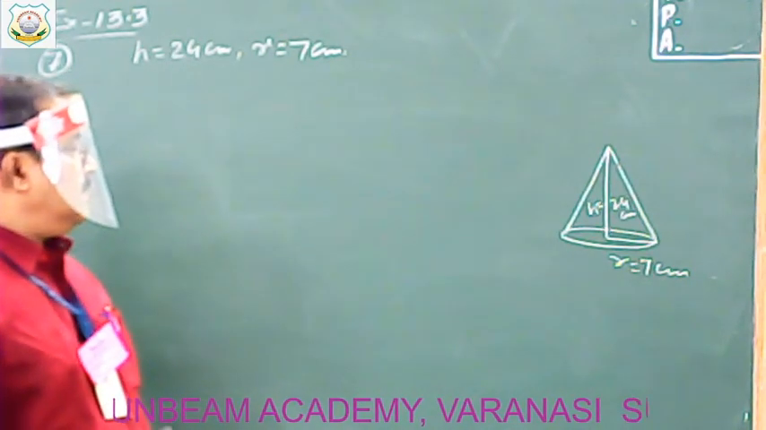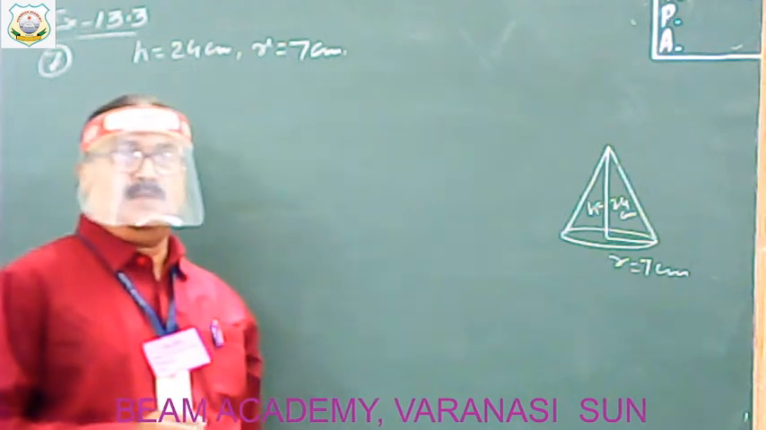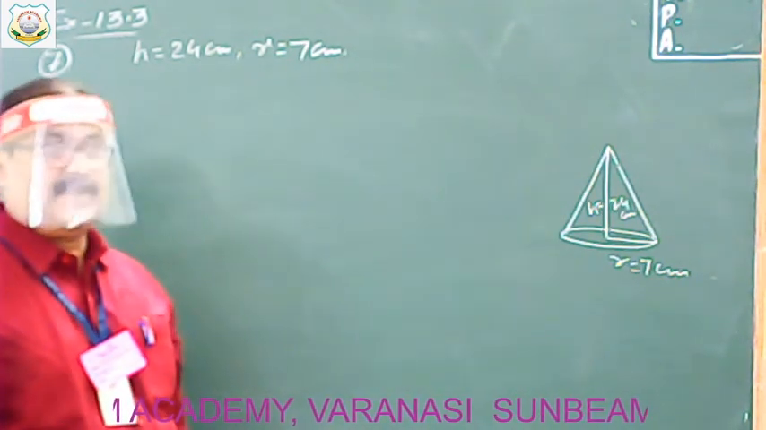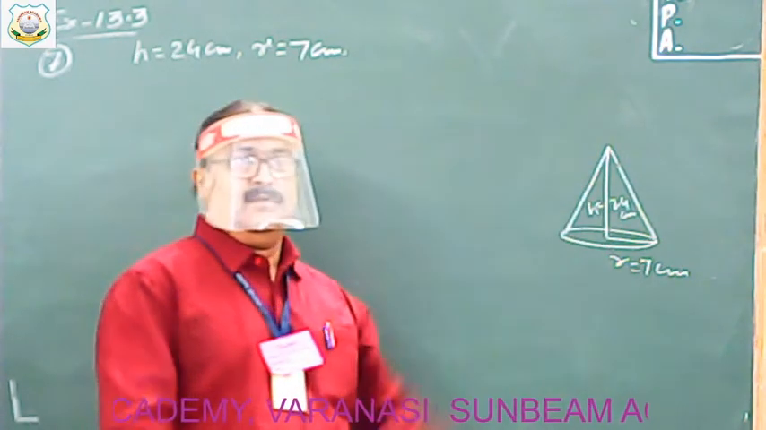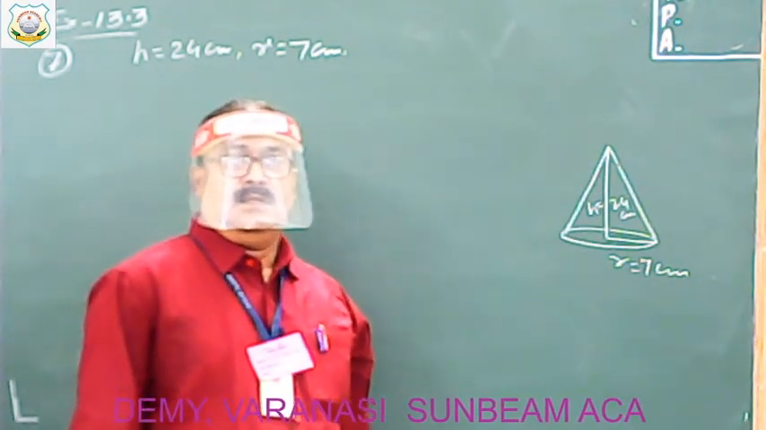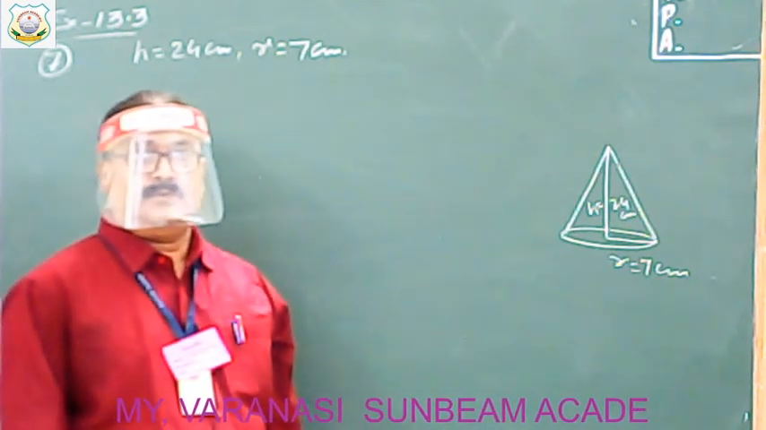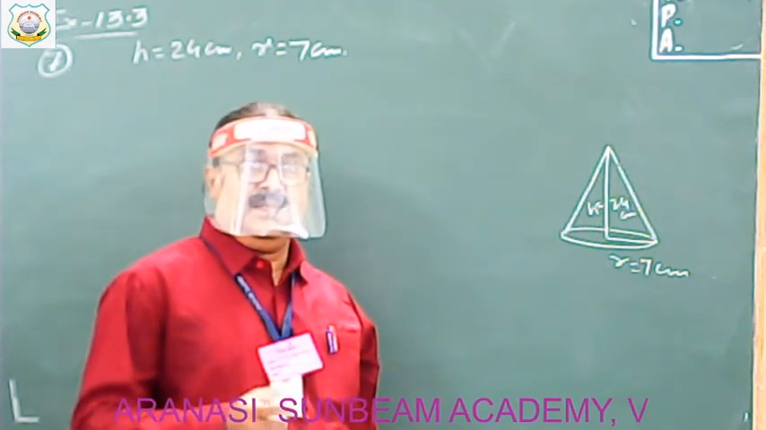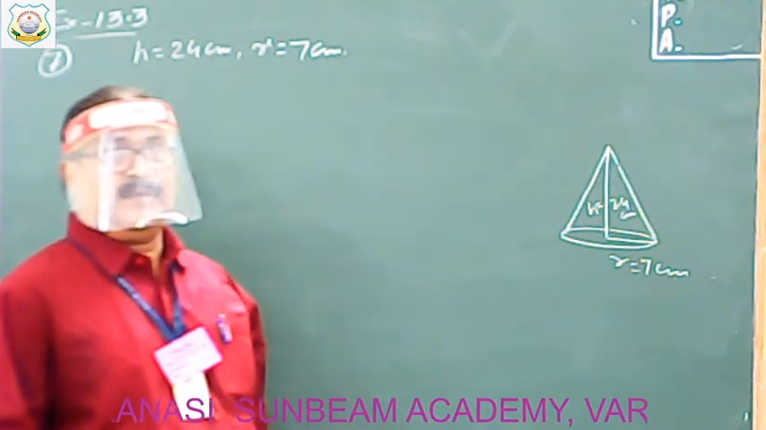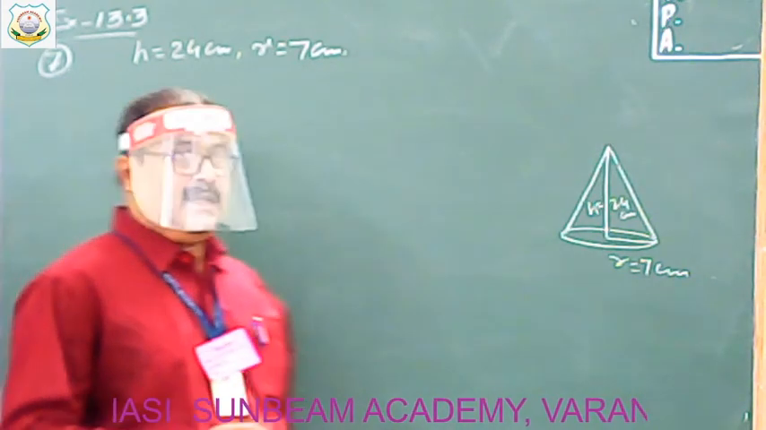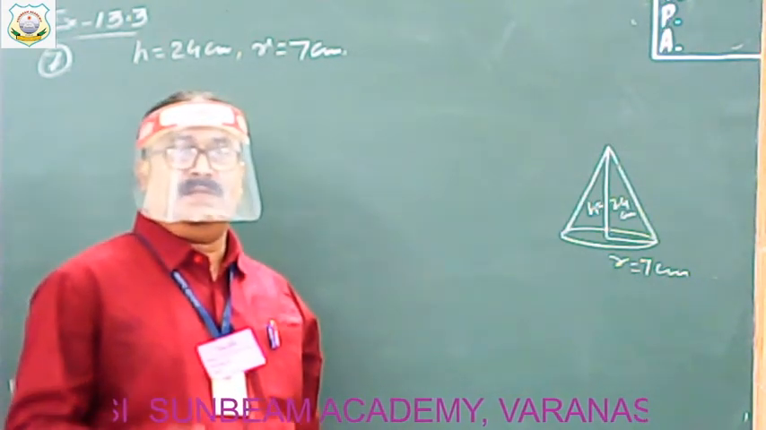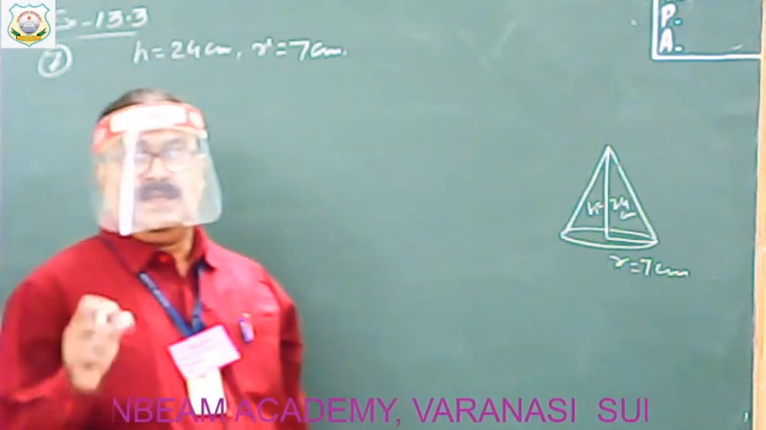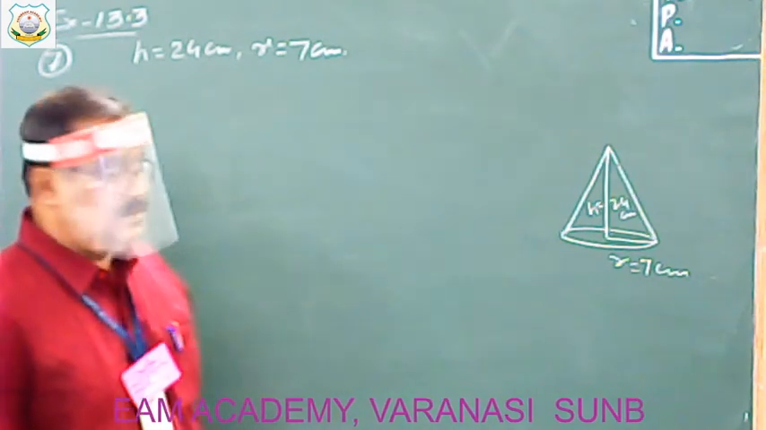So, how much area is required for one cap? First of all, you have to find the required area for one cap. That is the CSA of the cap, which is pi r l. Slant height l is not given, that you will find out. So, the required area of sheet for one cap is equal to the CSA of cone, pi r l.